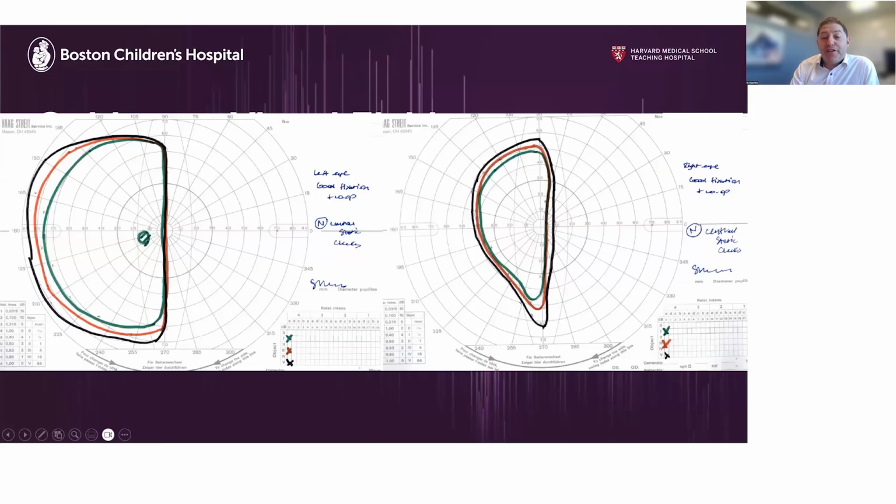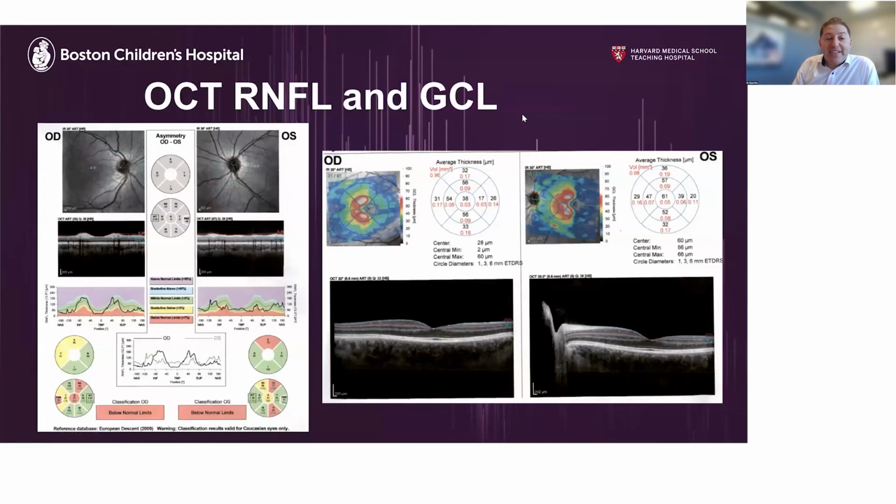And you see her Humphrey visual field. So this is a homonymous hemianopia. So it's a right homonymous hemianopia. So she sees temporally in the left eye and nasally in the right eye. And if we look at her OCT testing, she has thinning of her RNFLs, and you can see that she has thinning of the retina that's corresponding to those visual field defects.